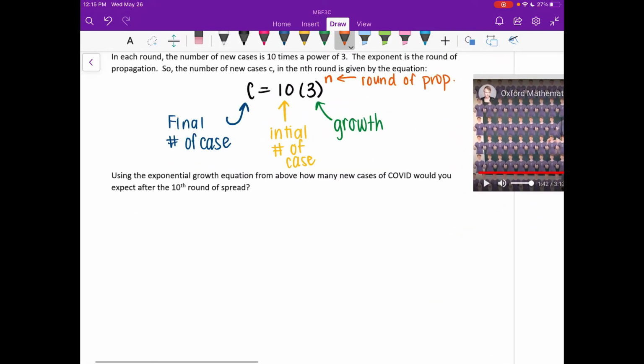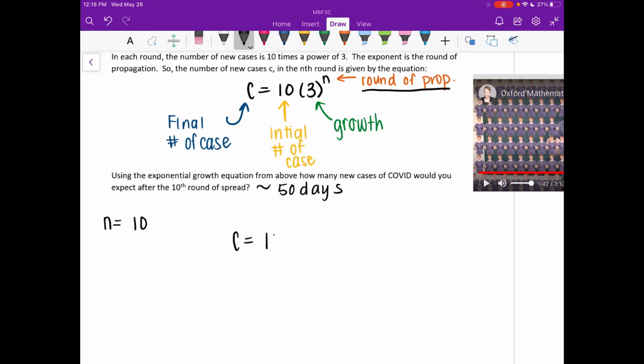Okay, so let's use this exponential growth equation from above, which is C equals 10 times 3 to the power of n. I'm just going to change the n back to black. We want to solve how many new COVID cases you would expect after the 10th round of spread, which would be roughly 50 days, because it's going to be 5 plus 5 plus 5 plus 5 plus 5, and so on, which will be about 50 days. So if it's going to be the 10th round of spread, we know that this value, n, is going to equal 10. Let's just write out our equation and substitute.